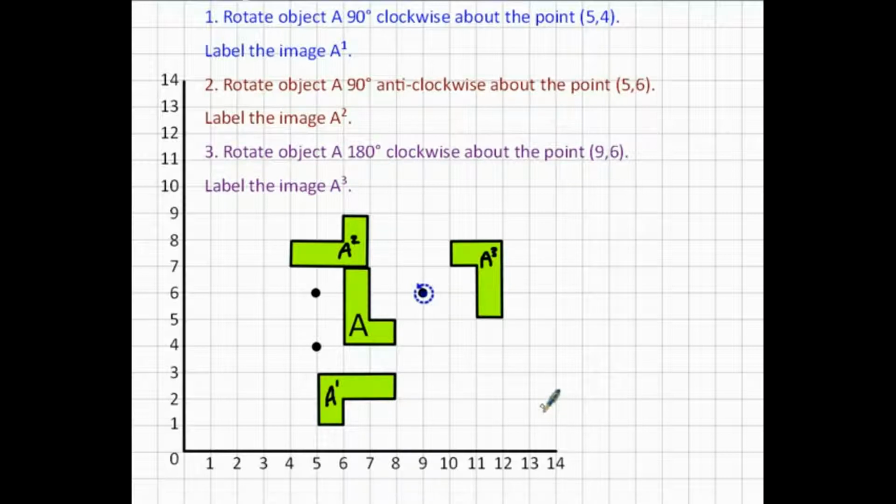So there we had three different centres of rotation, but also three different directions or degrees to which we were rotating. But the centre of rotation made a key difference. That was the point around which we were doing all the rotating.